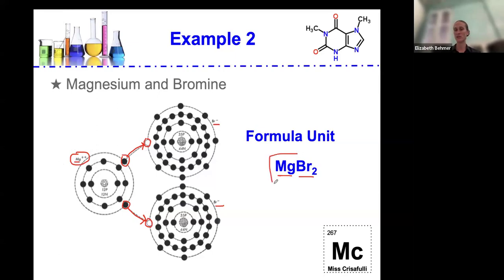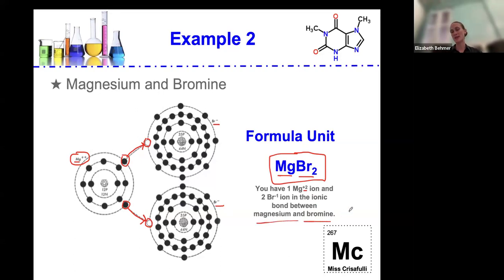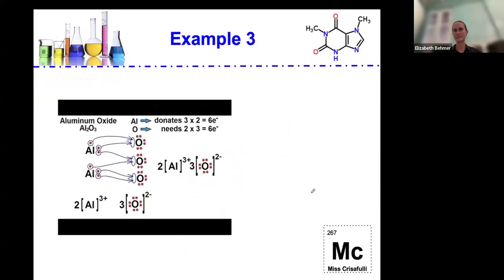So the formula unit will be MgBr2. It's able to donate those 2 electrons to 2 bromines, so that now all 3 atoms have a stable octet, 8 electrons in their valence shell. So you have one magnesium ion with a charge of 2+ and 2 bromine ions, with the ionic bond between them being the ionic bond between the magnesium and bromine.